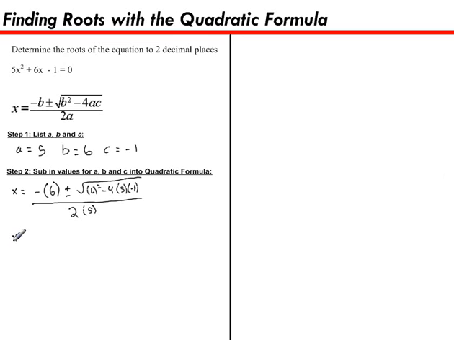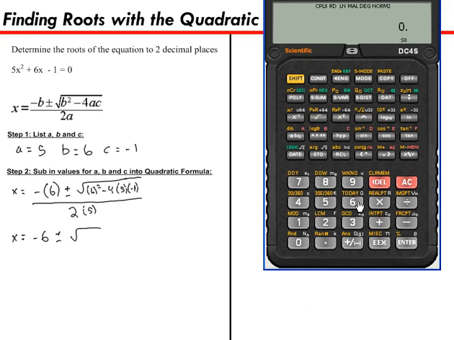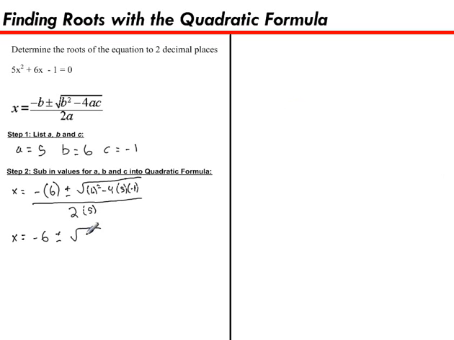Next, I'm going to go ahead and just start to clean up this formula a little bit so I can get my answer. I'll put the negative and the 6 together, dropping the bracket to make negative 6, and I'll have plus or minus the square root of some number, which is the result of this math. So I'm going to do my calculator for that, and I'll just show you what I'm doing. 6 squared minus 4 times 5 times negative 1. Just like I see there, and I get 56. So we have the square root of 56, and it's all divided by 2 times 5 is 10.